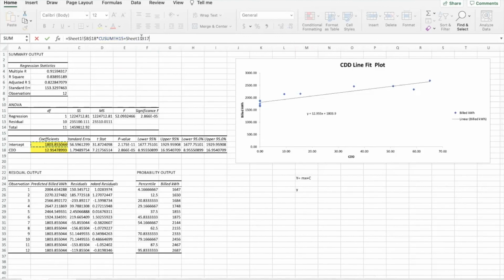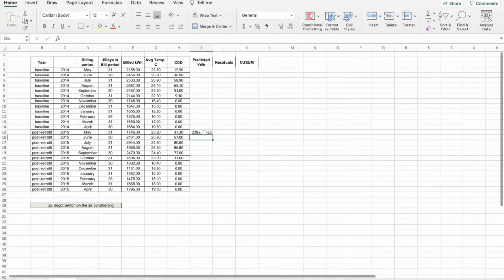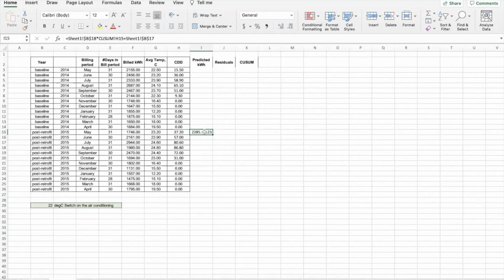Y-intercept is this value, and also it is a fixed value. So I put the dollar sign, okay? So the first value, 2,285. And those energy consumption is predicted energy consumption. That means we only make use of the previous year's data to estimate or to predict. If the CDD is 37.2, what will be the energy consumption?